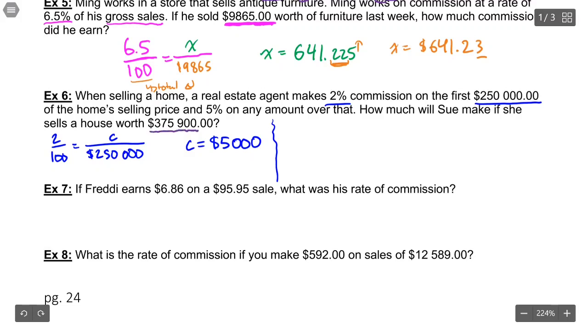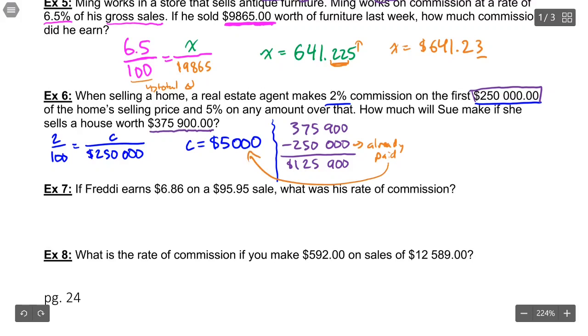They sell the house for $375,900, but they only pay that commission on however much they are over $250K. So the difference is $375,900 minus $250,000 is $125,900. Okay, so the idea is this, they're already paid for that. That's in the $5,000 here. It's only this that they still need to be paid for. So we still need to calculate this part.